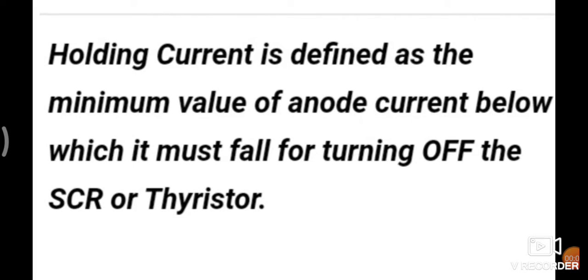So let's see the definition of the holding current. Holding current is defined as the minimum value of anode current below which it must fall for turn off of the SCR or thyristor. So students, here what this holding current defines means it is the minimum current required for the turning on of SCR. If the current is below the holding current, then the SCR gets turned off.